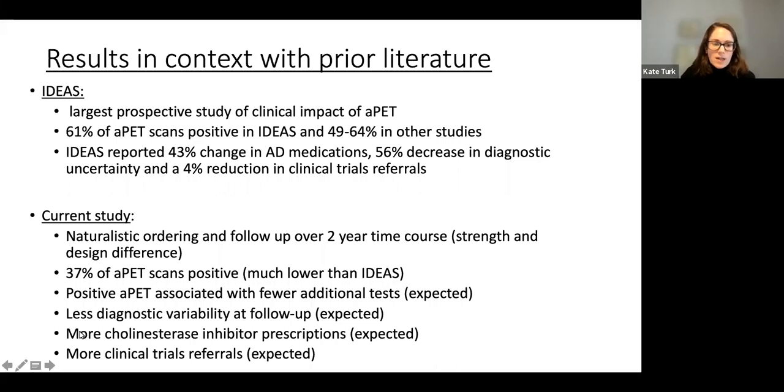So our current study differed in that it was a naturalistic ordering study with a follow-up over a 2-year time period. Only 37% of our PET scans were positive, and our positive PET scans were associated with fewer additional tests, which is relatively expected. We also found less diagnostic variability at follow-up, which would be expected, and more prescription of donepezil and cholinesterase inhibitors in general, and more clinical trials referrals.